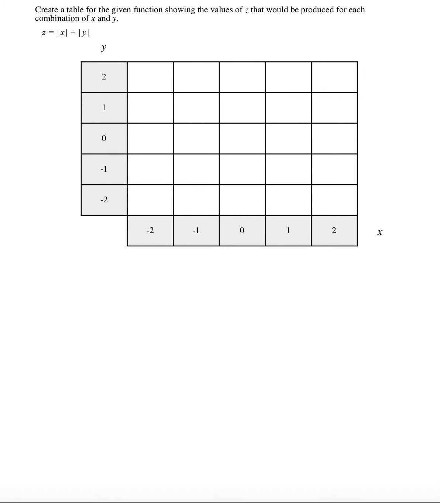Here we're going to fill in the table for the function z equals absolute value of x plus absolute value of y. And then we'll try to plot it in both 2 dimensions and 3 dimensions in a couple of different ways. So first thing I'll do is just add the magnitudes of all these numbers. Let's see, 0 plus 0 makes 0, 0 plus 1 will be 1, 0 plus 2 is 2. We don't want to have any negatives here.